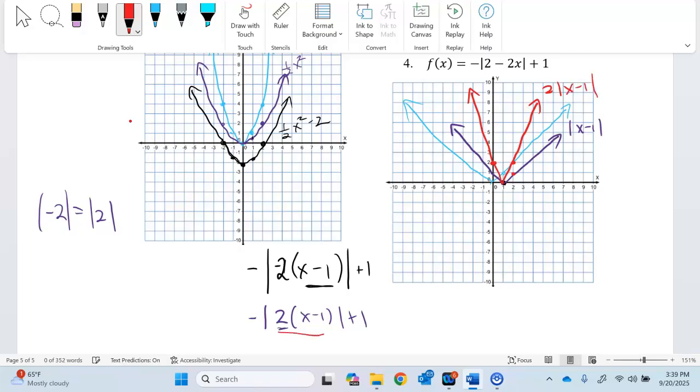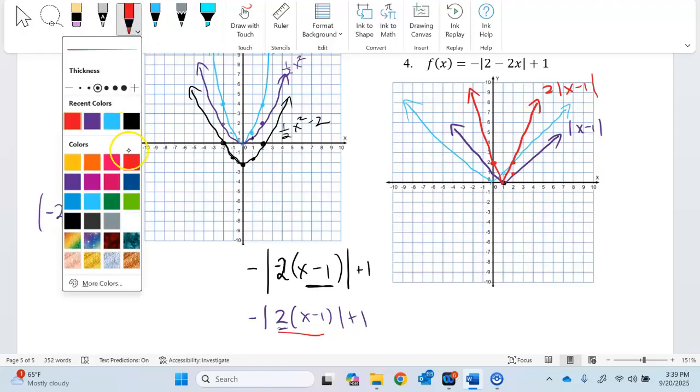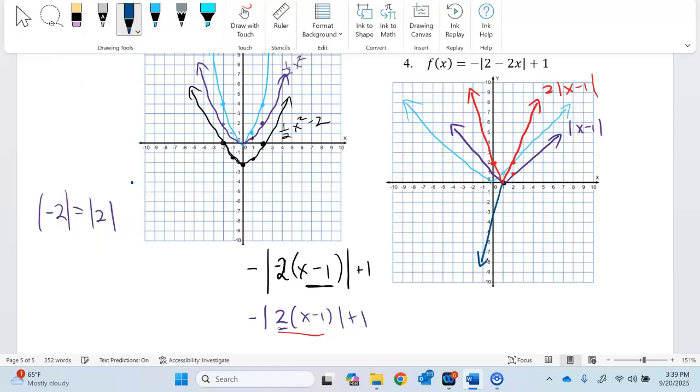Alright, now what? Flip it upside down. Oh, that's pretty easy. Let's use a different color. Let's use dark blue. Upside down. That is negative 2 root x minus 1. And then finally up 1.